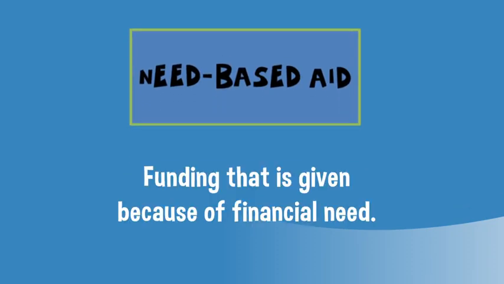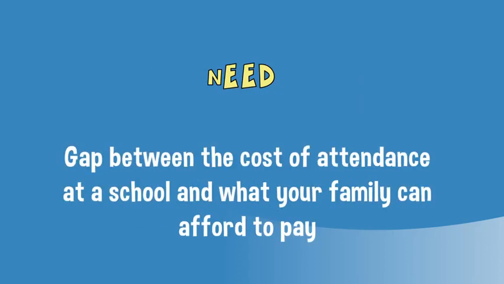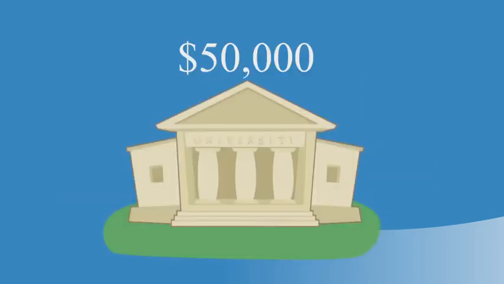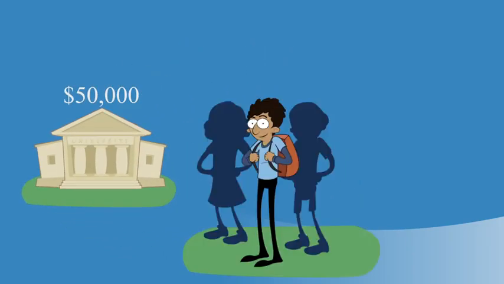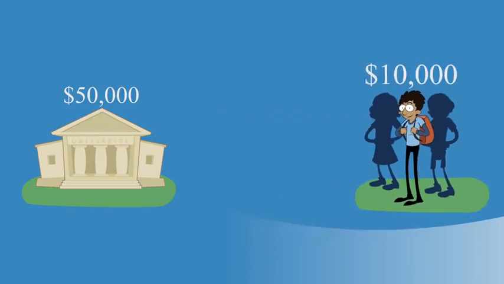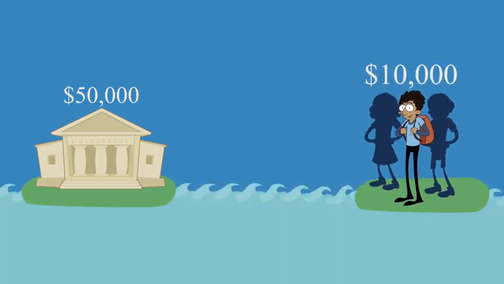Need-based aid is funding that is given because of financial need. But need is another term that requires definition. Need is when there is a gap between the cost of attendance at a school and what your family can afford to pay. So if a school has a $50,000 cost of attendance and your family can afford to pay $10,000, then there is a gap, which means you have financial need.